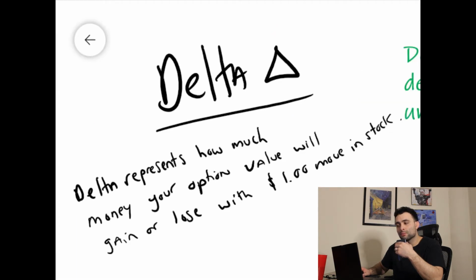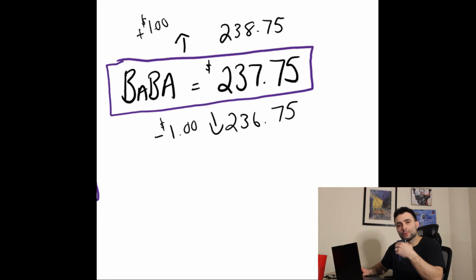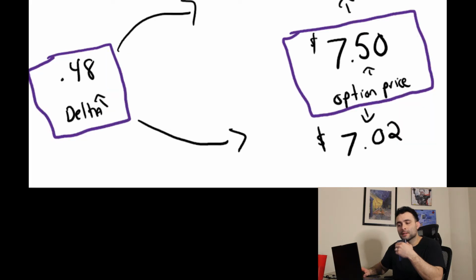Because you got a $1 move, and delta represents how much money your option value will gain or lose with a $1 move in the stock, if Baba goes up $1, you gain that delta on top of your option price, which is now $7.98. But you've got to take the good with the bad. If Baba decides to go down $1 to 236.75, then that's the amount of money you would lose on the option value. So 7.50 minus 48 cents is now 7.02. A $1 move, you gain or lose the delta.